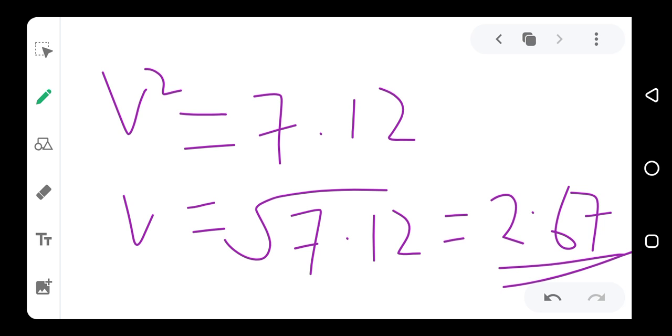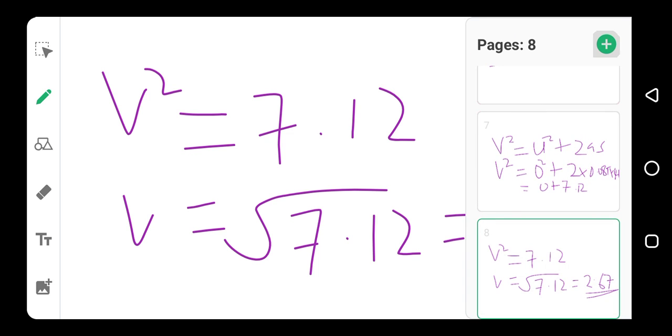So any of the equations that we use that contain final velocity, we can use to get the same answer. So this is how to apply the equations of motion. Now let's have some assignments.